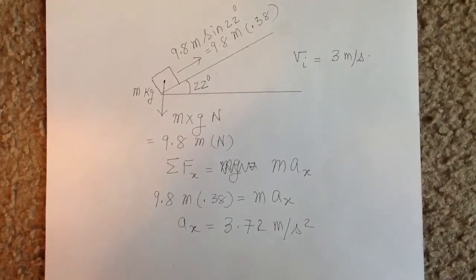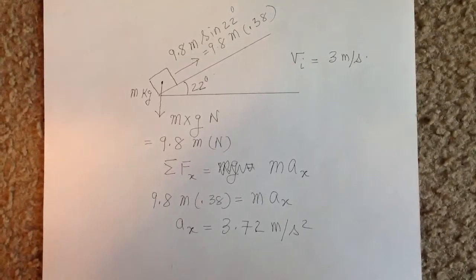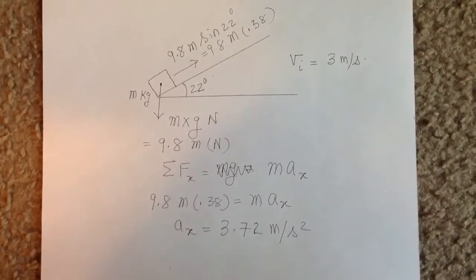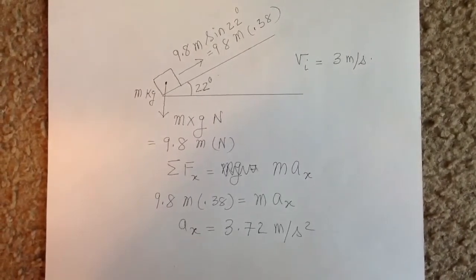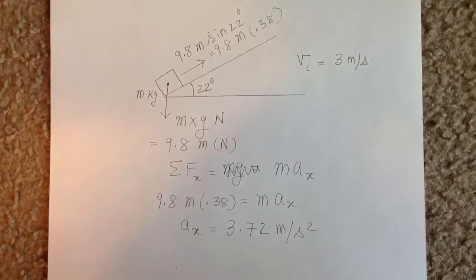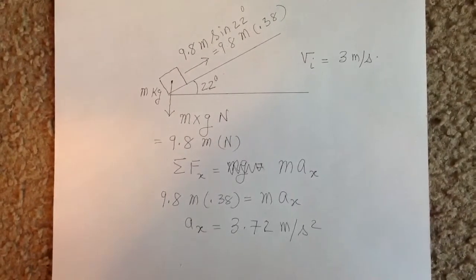This would be 9.8 m times sine 22 degrees. Sine 22 degrees is 0.38. Therefore, the force is 9.8 m times 0.38.